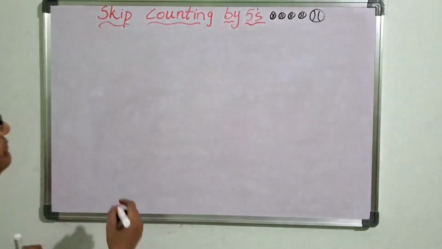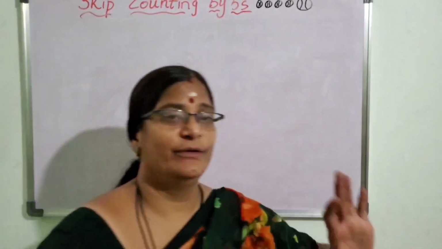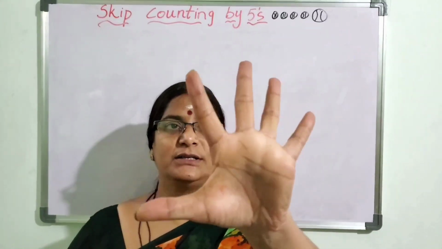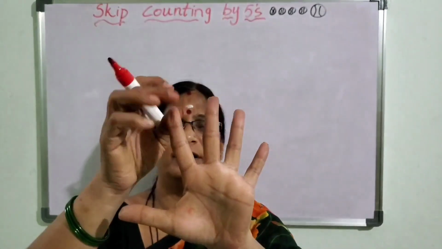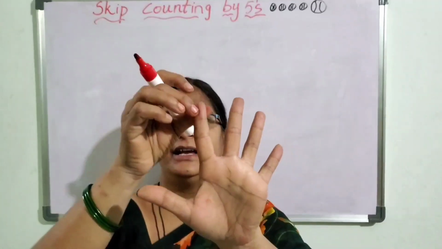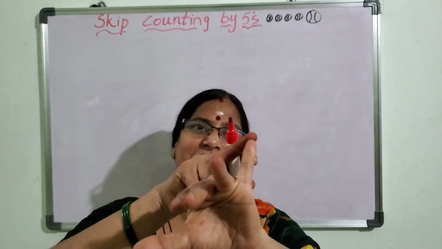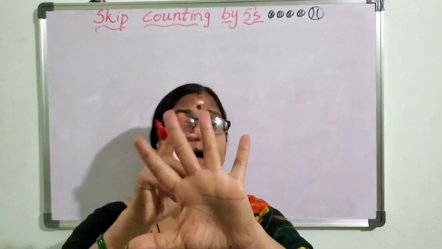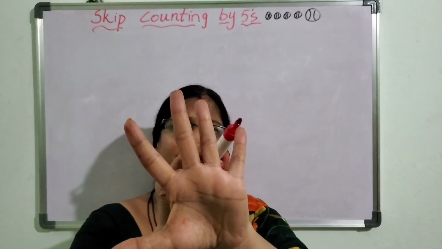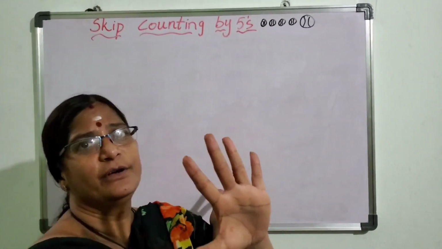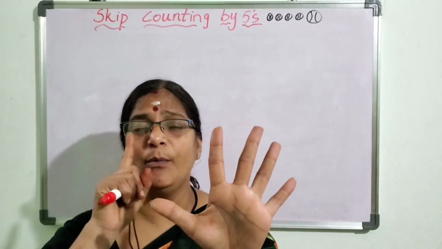Now see here, count by fives. I will show you with the fingers also. See here, this is your thumb finger, index finger, middle finger, ring finger and little finger, baby finger. Whatever number comes to your little finger, that number you should write here. Got it? See here, starting from 1.